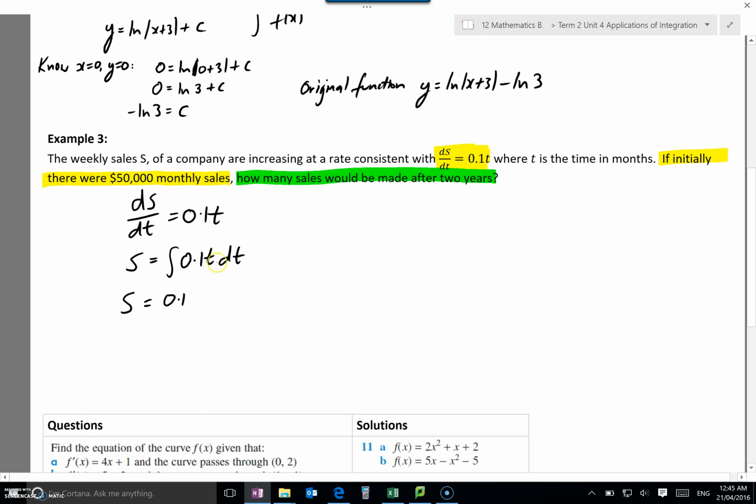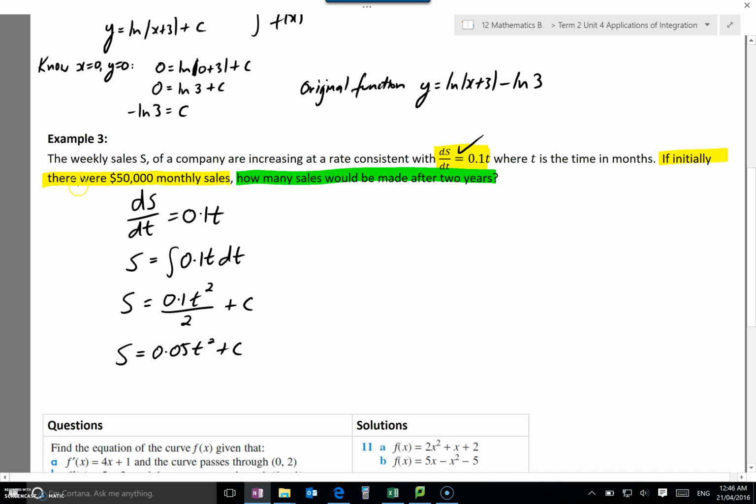0.1 comes along for the ride. Increase the power of t by 1 and divide by the new power of t, plus c. Neaten it up a little bit: 0.05t squared plus c. All good so far. So I've used this piece of information. Okay, there's another piece of information.